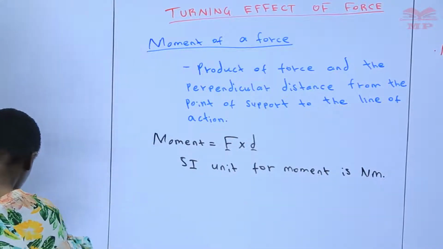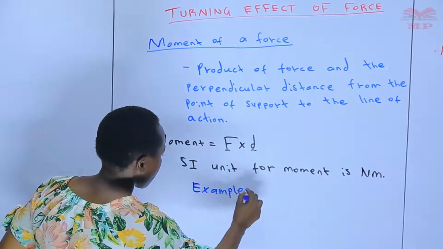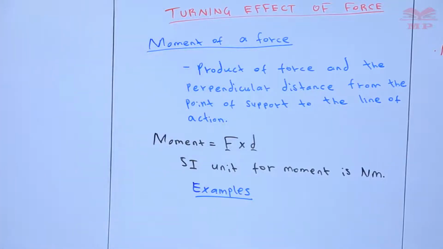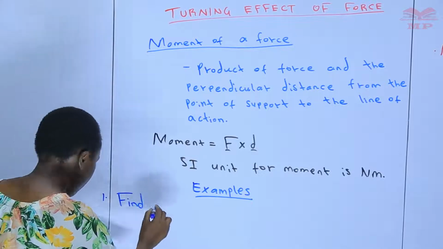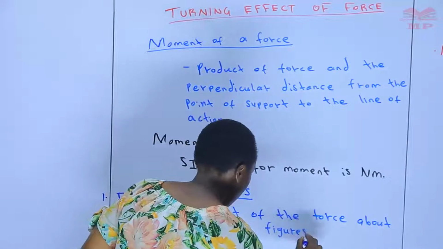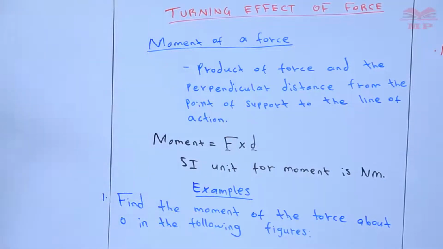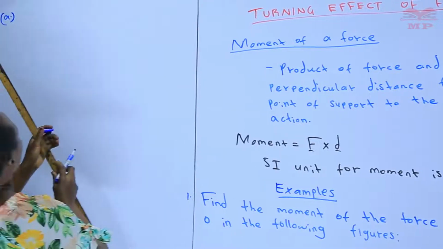So we want to do some examples on calculation of moment. We can look at 3 examples. You are told, find the moment of the force about point O. This is a point O in the following figures. So we start with the first figure here, A.